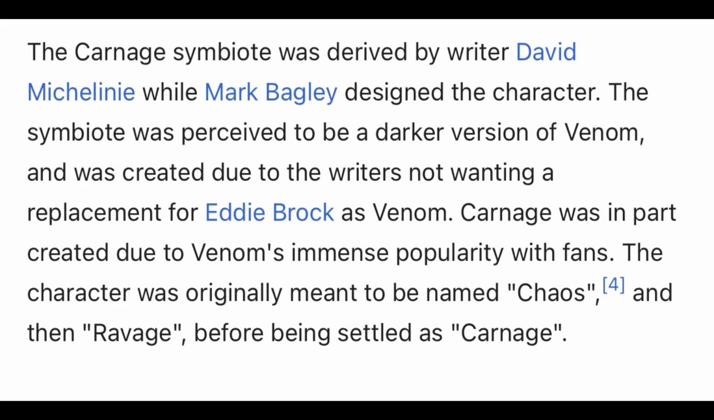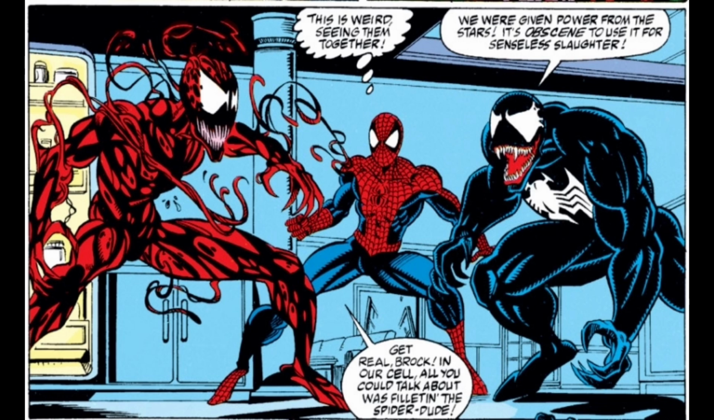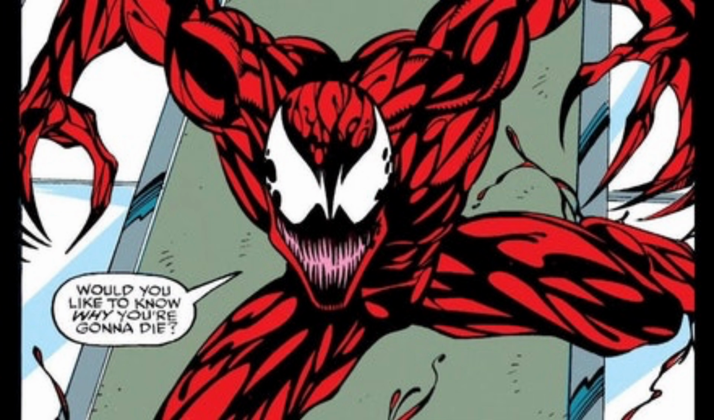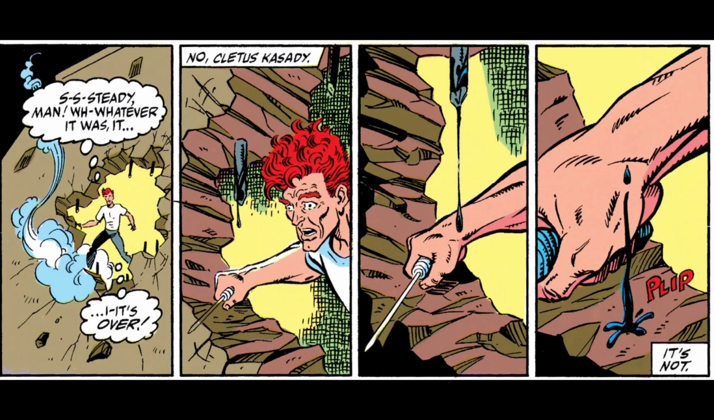Carnage was originally created with the intention of being a crazier, more violent Venom, originally having names conceptualized as Chaos and Ravage. Carnage's red design is supposed to represent danger and threat, as well as the black marks indicating fluidity and how the symbiote is actually bonded with Cassidy's blood.